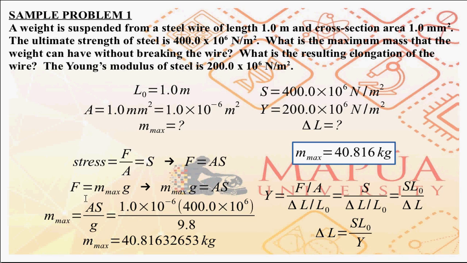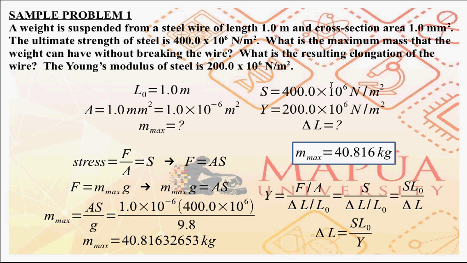F is equal to the maximum mass that the weight can have times acceleration due to gravity. So, M max g is equal to AS. M max is just AS over g. We know A, we know S, and we know g to be 9.8 meters per second squared. We are able to calculate the maximum mass that the weight can have. M max is equal to 40.816 kilograms.